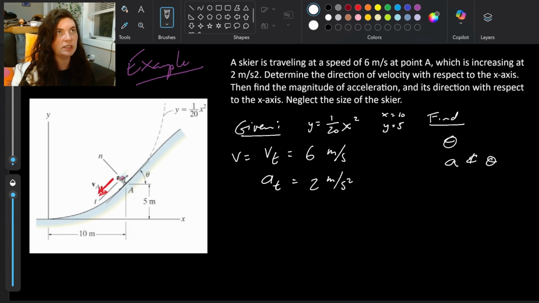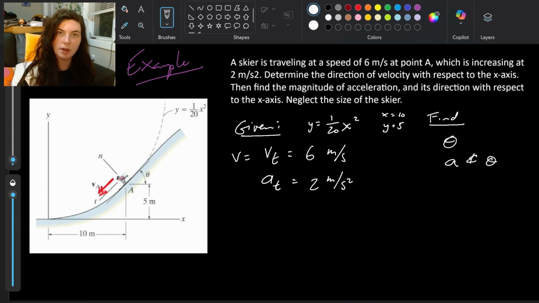Because acceleration is not just tangential, it has both the normal and the tangential components. So our acceleration may be pointing something like this way. We don't know exactly where this acceleration is pointing. Could be anywhere there between the t-axis and the n-axis. I have no idea.